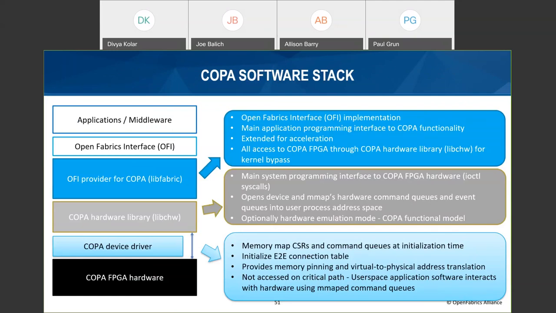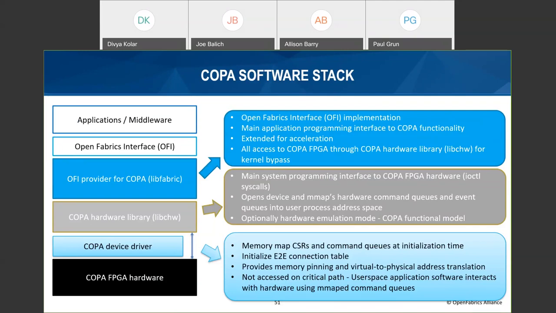So this one gives a summary of the different components of the software stack. I already talked about the FPGA hardware piece of the solution. Moving beyond it, from a usage point of view, it acts like a standard device. So you have a COPA device driver, which does the standard functions which a normal device driver would do, including mapping CSRs and command queues and whatnot.